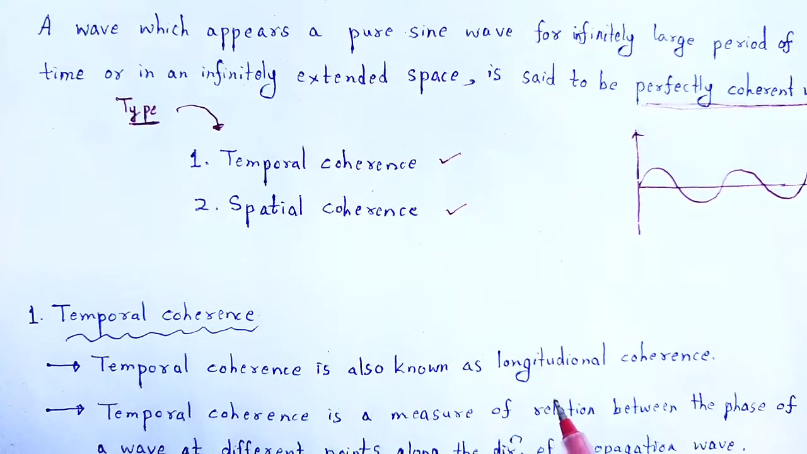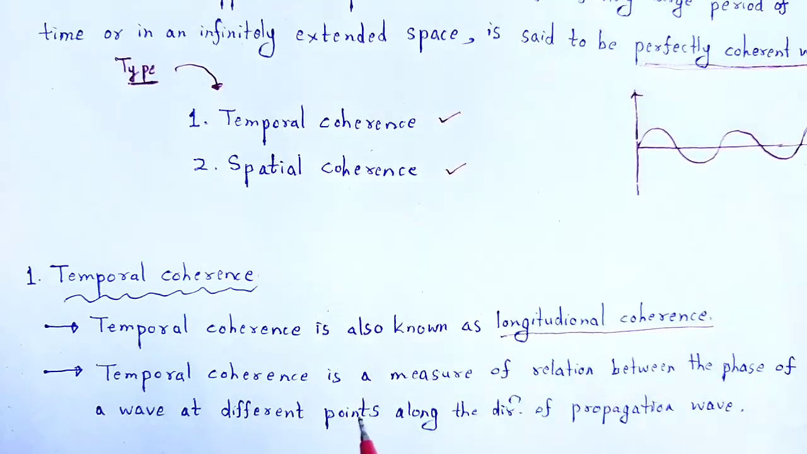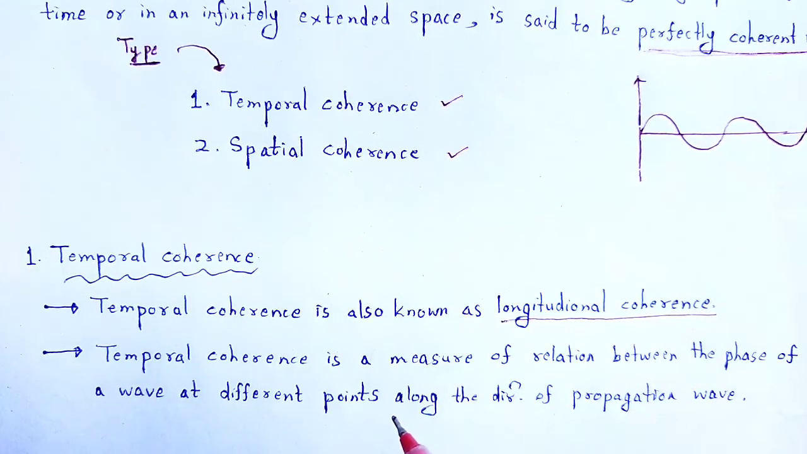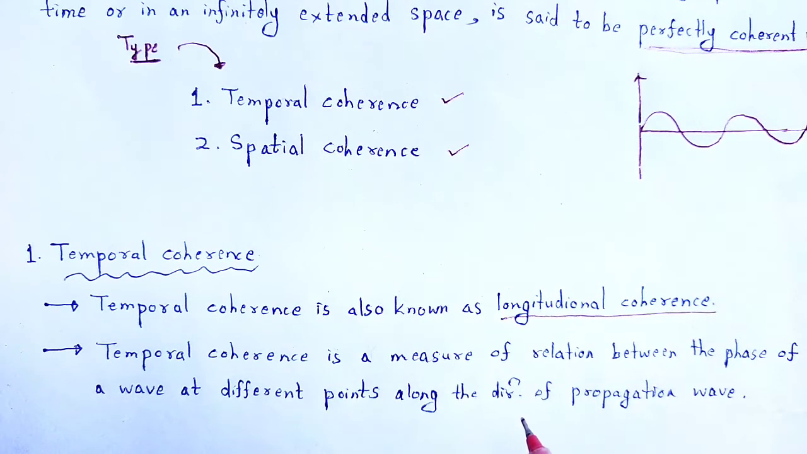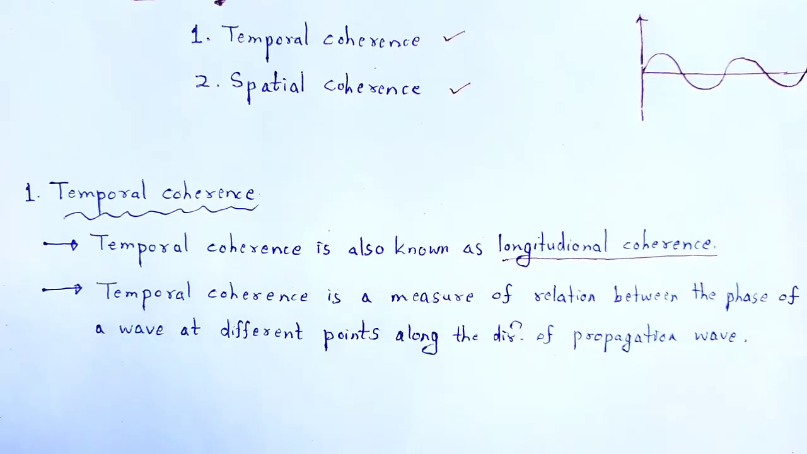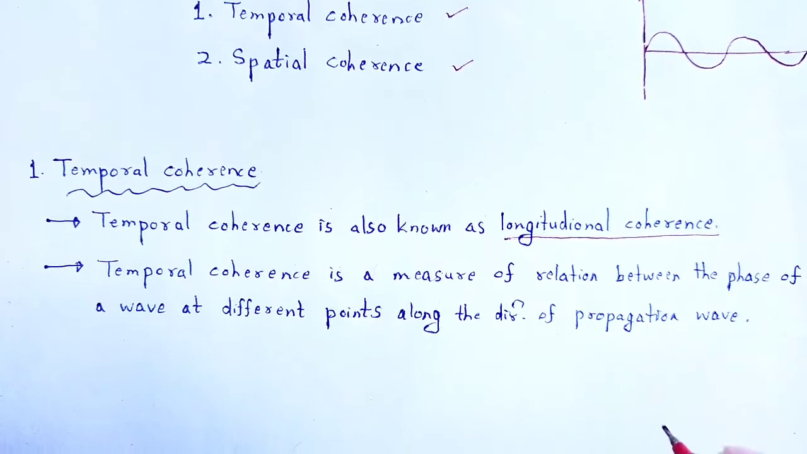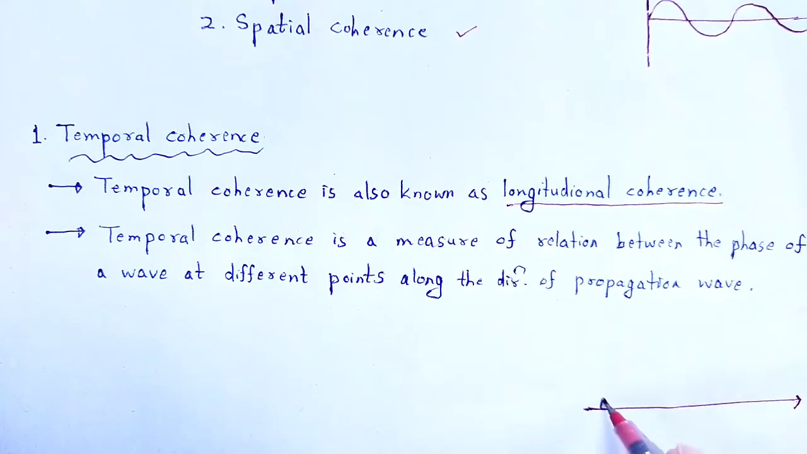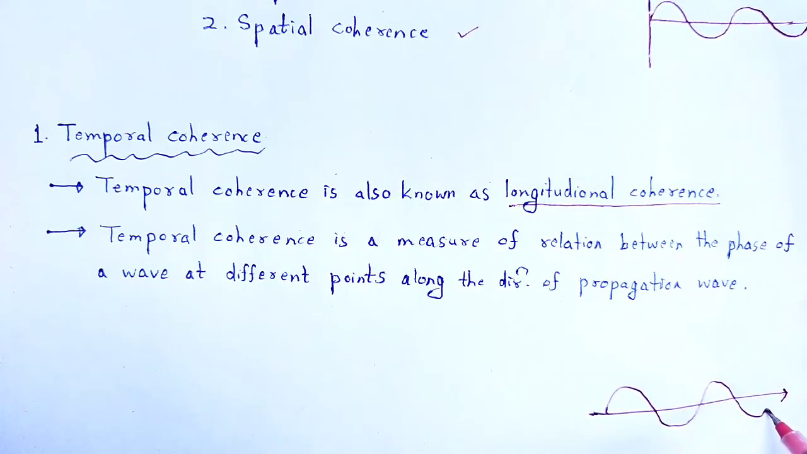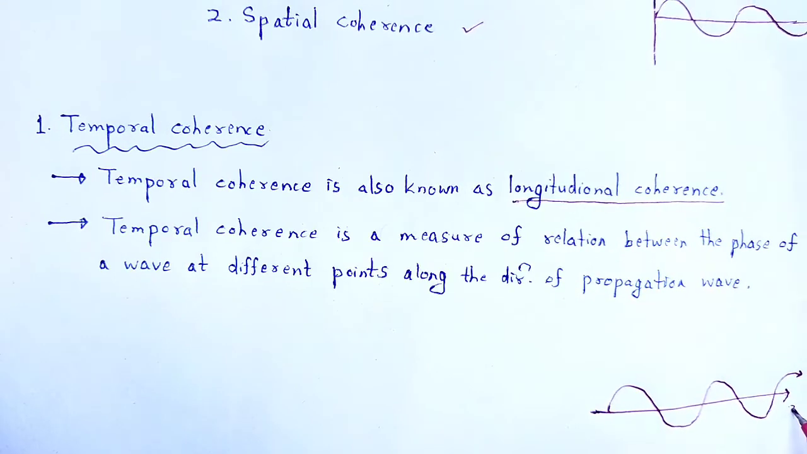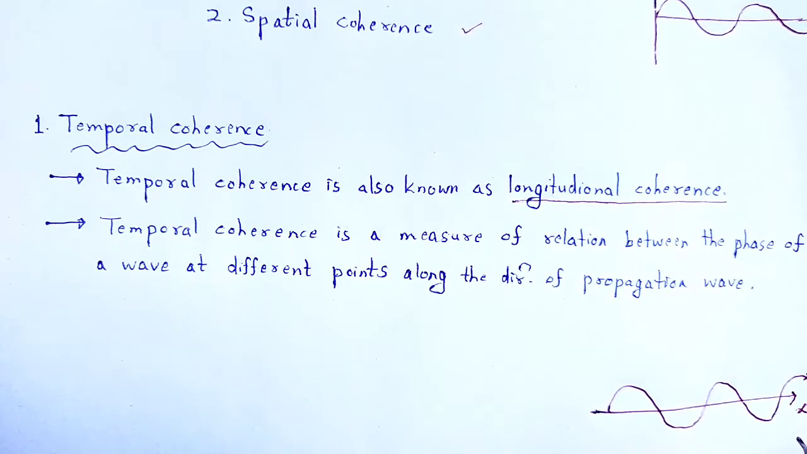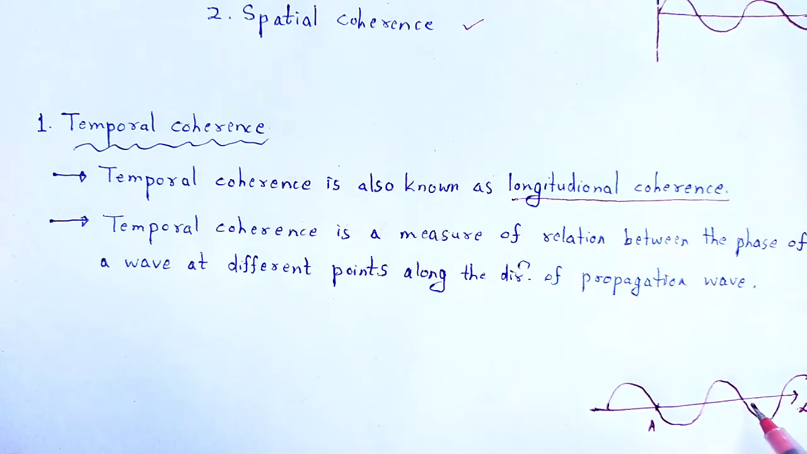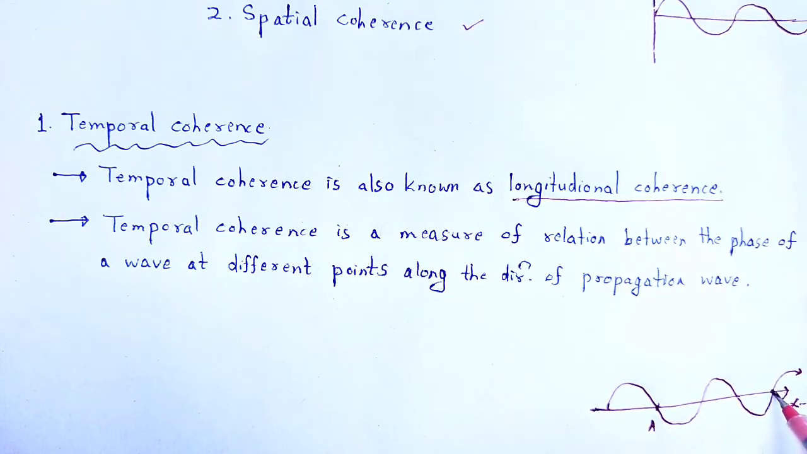Temporal coherence is also known as longitudinal coherence. It is a measure of the relation between the phase of a wave at different points along the direction of propagation of the wave. Let me consider a light wave travelling along the x direction. Here let there be a point A, and here a point B.